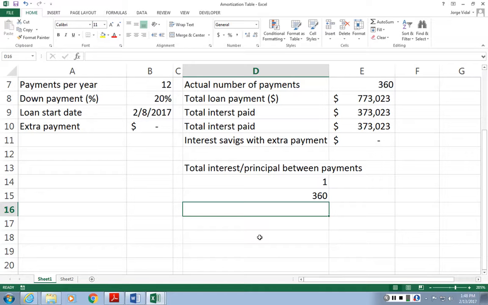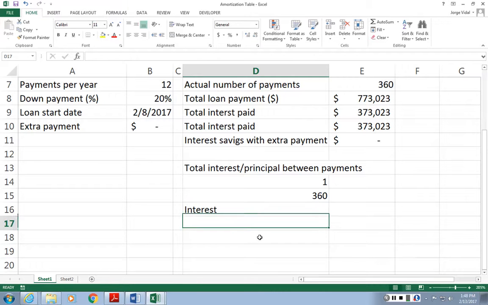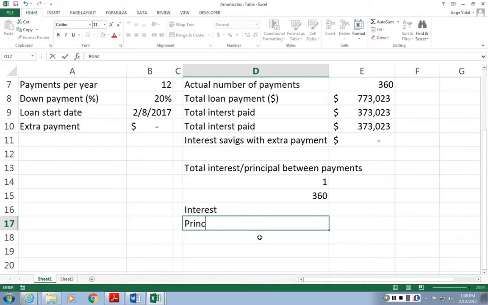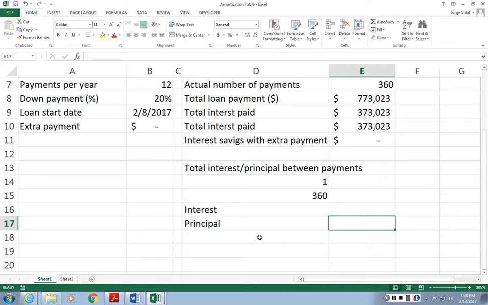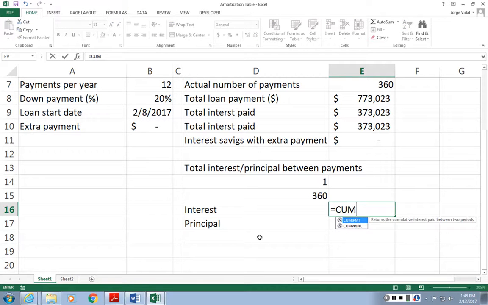So this one will be, let's do interest and then here principal. So for this one, the function is equal to, and we used this one before last class, CUMIPMT, cumulative interest.